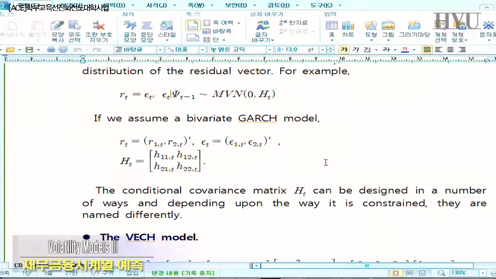Okay, so you have two variables, right? Two return series in a vector, and so this has to be a vector, right? Two error terms, and mean is suppressed here. Conditionally multivariate normal, and the mean vector is 0, right? So 0, 0.